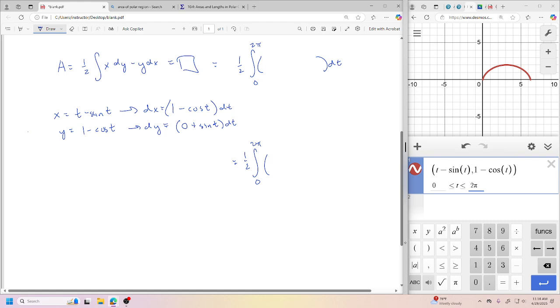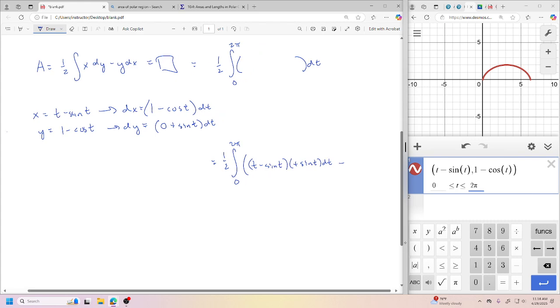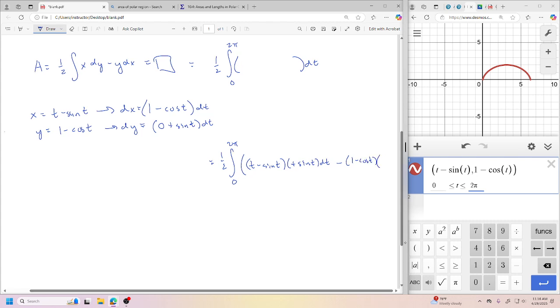So then we get x is t minus sine of t. And then my dy is a positive sine t dt minus my y dx. I ran out of room. No, it's too messy. It's not right. Bad Chad. Starting over from the beginning.